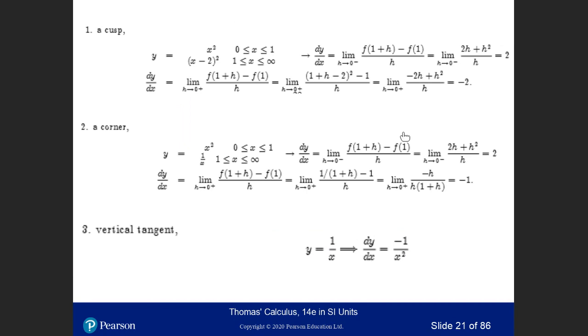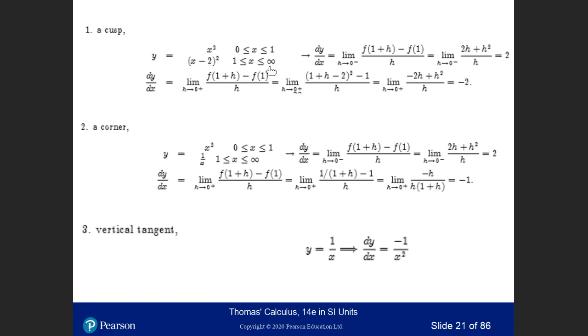The previous two examples were about non-differentiability in a way. The function is not differentiable at some points, but let's classify it. A cusp is a sharp point, actually, and when you have a sharp point in the graph of a function, then at this point the function is not differentiable. Let's give an example. y equals x squared between 0 and 1, in a closed interval. But it's x minus 2 squared between 1 and infinity.